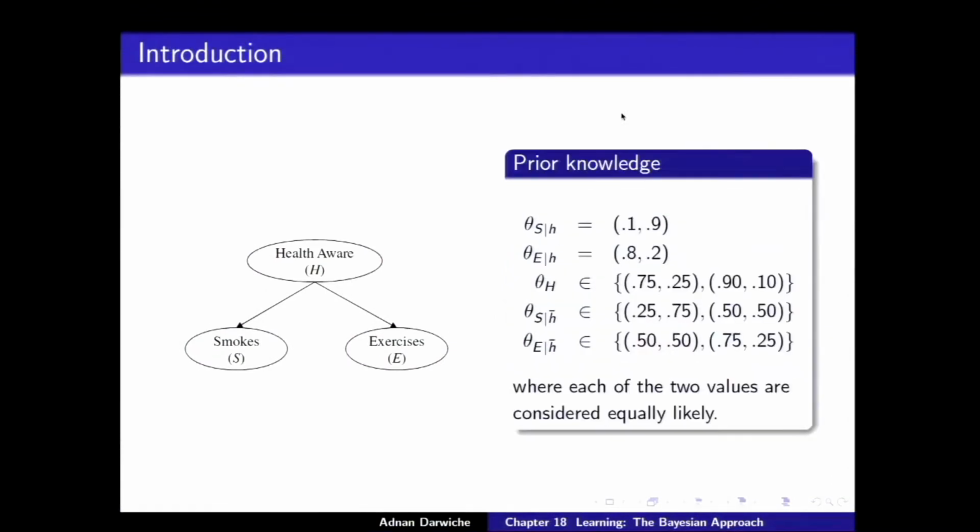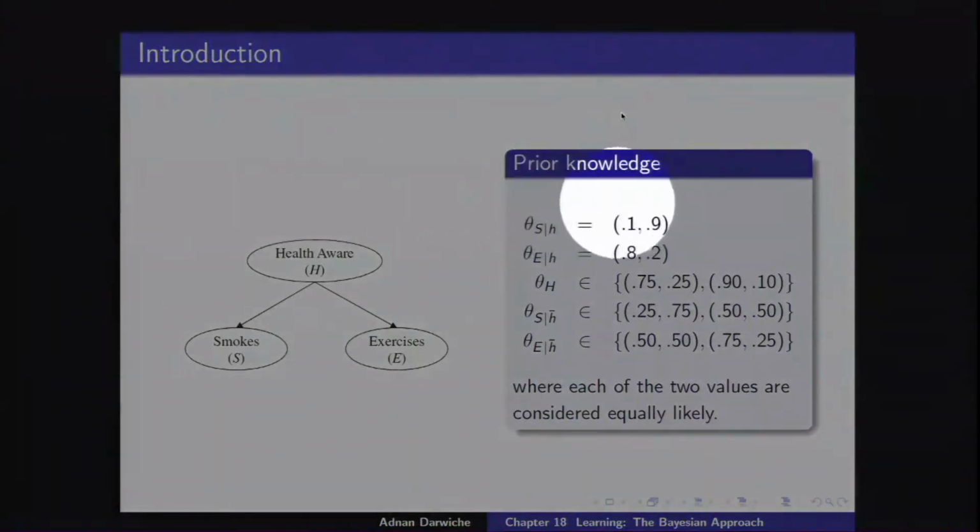Now, here's an example of prior knowledge. Really, prior knowledge will amount to something that we know about the values of these parameter sets. In this particular case, I have 5 of them, and I'm saying that this guy, I just know it, right? The distribution over S given a health-aware individual, I just know it. It's 0.1, 0.9. And the same thing, the distribution over this guy, whether a person exercises or not, given that they're health-aware, also I'm saying I know it. It's 80%, 20%, right?